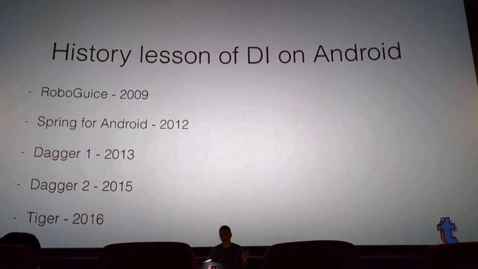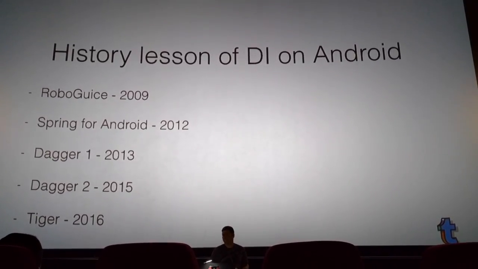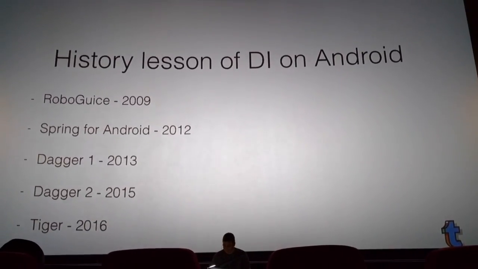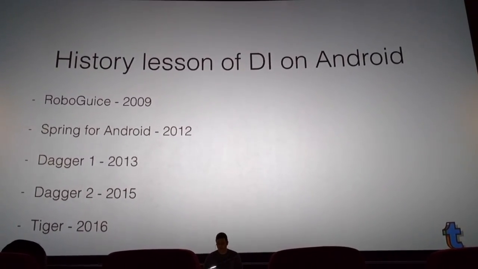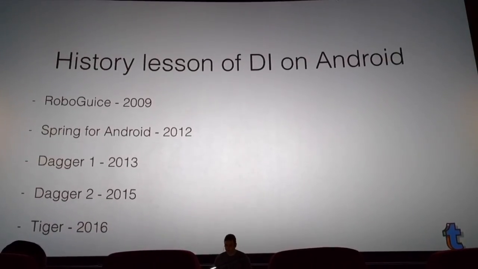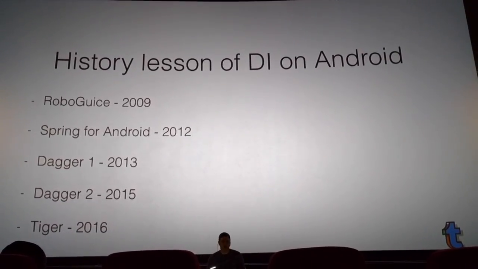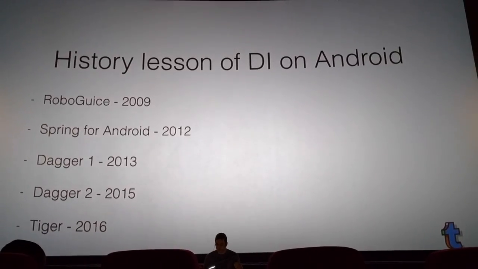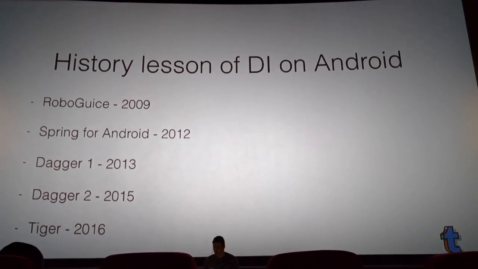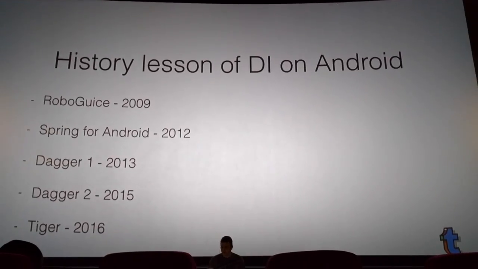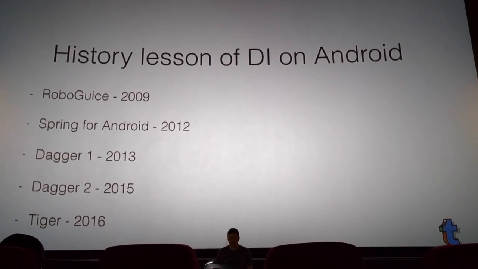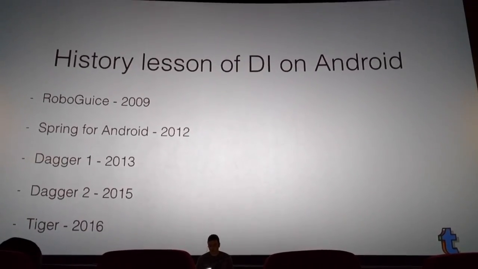And has anyone used that before? You like it? Yeah. RoboJuice is a port of the full Juice library, and it never really caught on with anyone. The reason is it was super slow, super heavy, and had more problems than it helped. And the same goes for Spring's attempt at DI frameworks for Android.